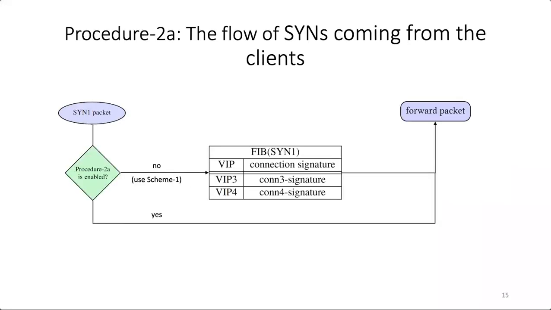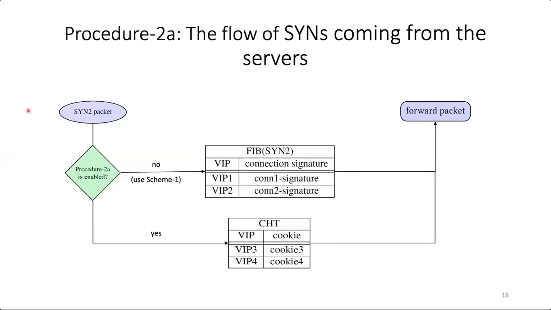We call the hardware flow which uses the CHT to validate connections procedure 2A. In this flow, SYN1 packets coming from the clients are not learned in the FIB and are just forwarded directly to the servers. This means that the SYN1 learning mechanism is not affected by the SYN attack. SYN2 packets coming from the servers first pass through the CHT table to learn their SYN cookie, then are forwarded to the clients.